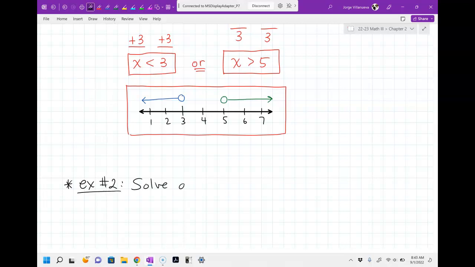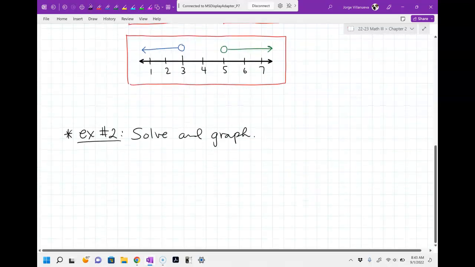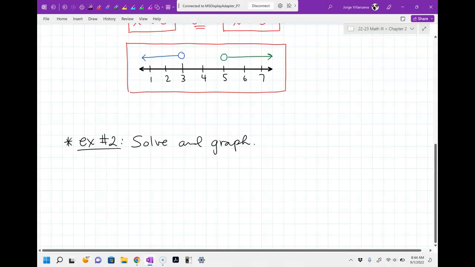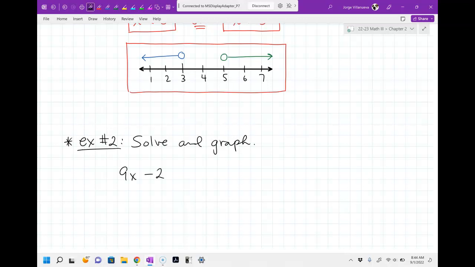Solving and graphing. And here we go. 9x minus 2 less than or equal to negative 29, and negative 10x minus 6 is less than 44.